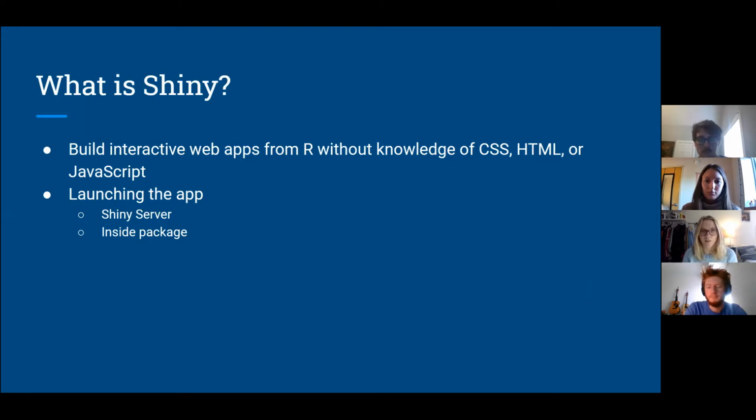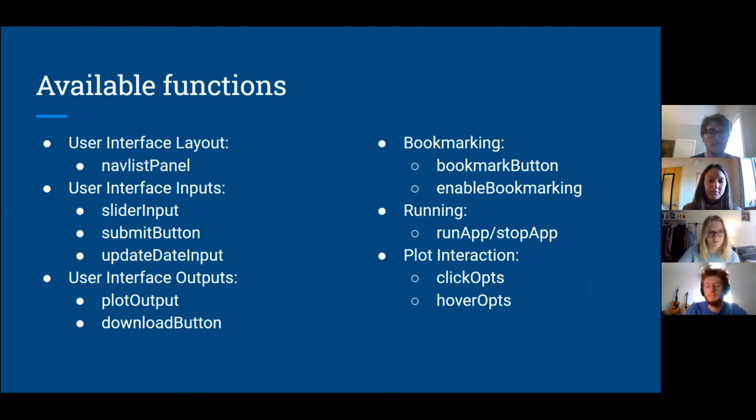You can launch the app either on the Shiny server on the web, or you can launch it inside a package that you create. Now I'm going to talk a little bit about some of the available functions. These are just a few of the main ones, but there are several more variations that you can do to display your application differently. Starting off with the user interface layout, you can use the navlistPanel function, and this provides a list of links on the left. And then you can also include headers to your app with this function.